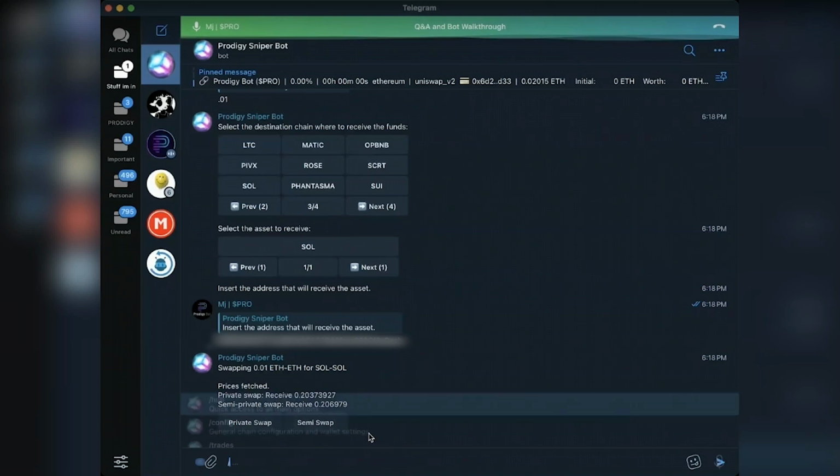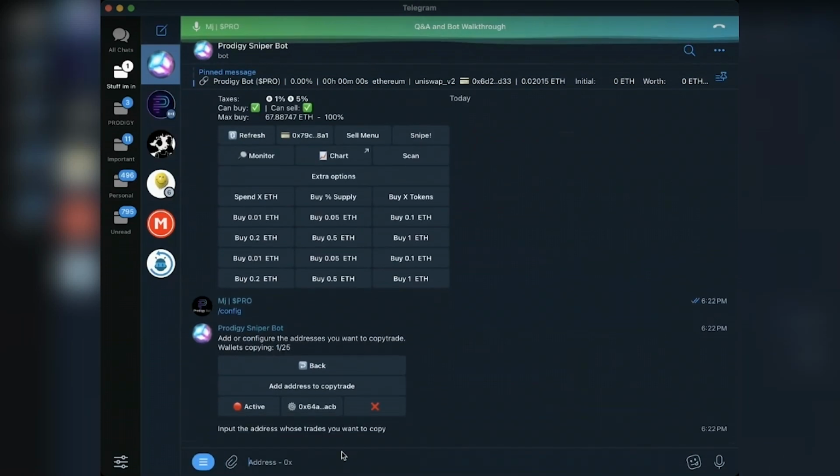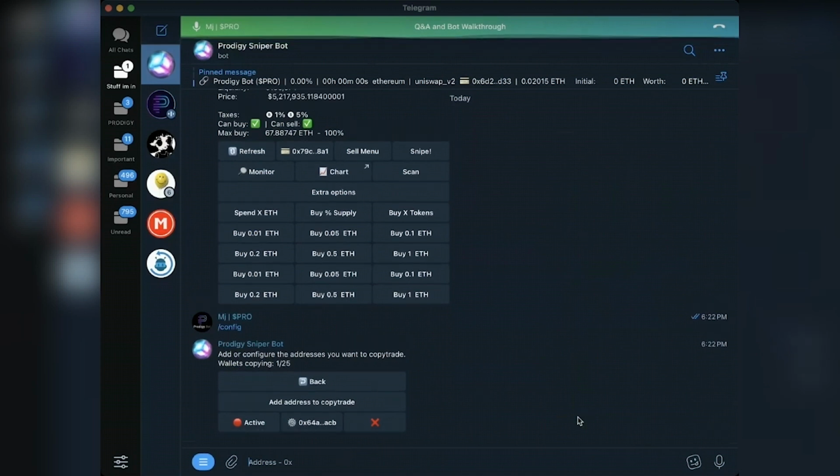Oh yeah, there is copy trade. So if I go to config, add address to copy trade. The copy trade menu is kind of the same across chains. I went to config to get there, but I think we're going to add a button somewhere else to get to copy trade. But the way to get to copy trade right now: config, advanced, copy trading.